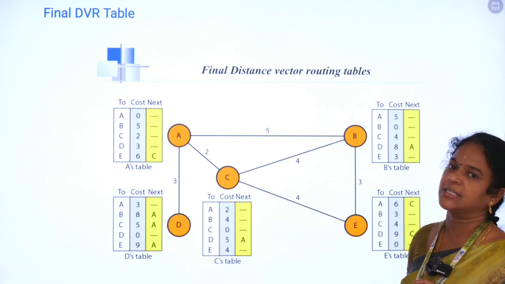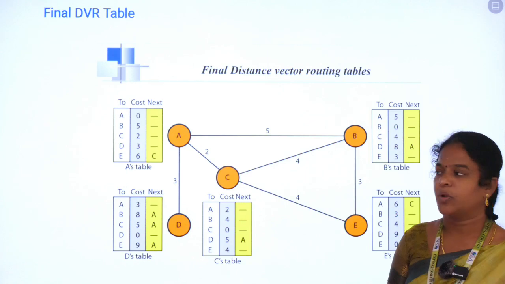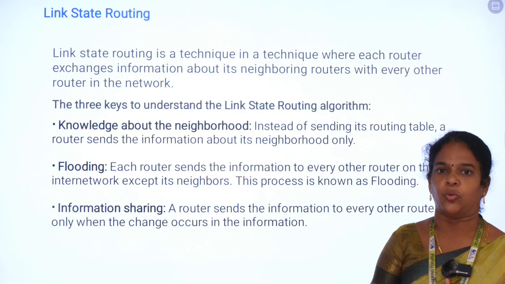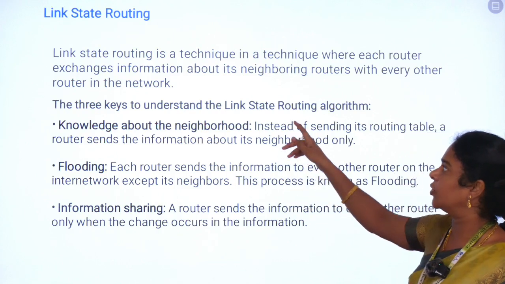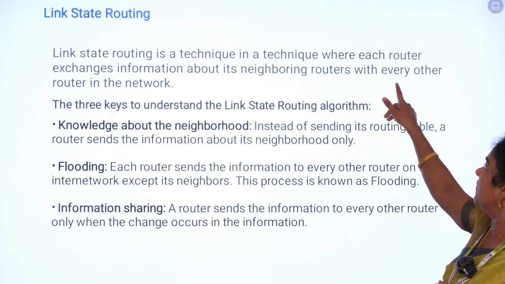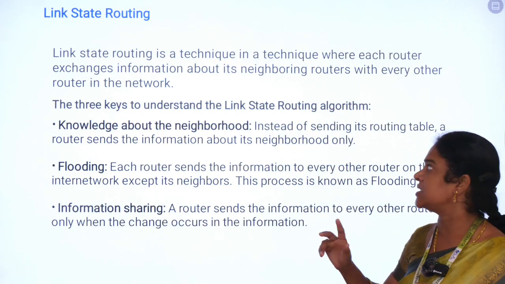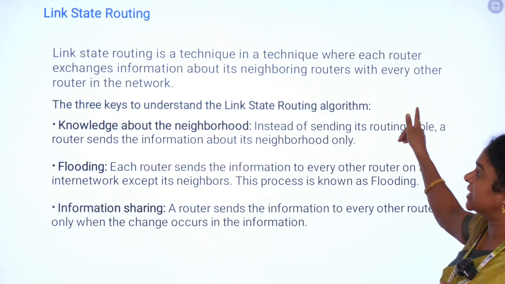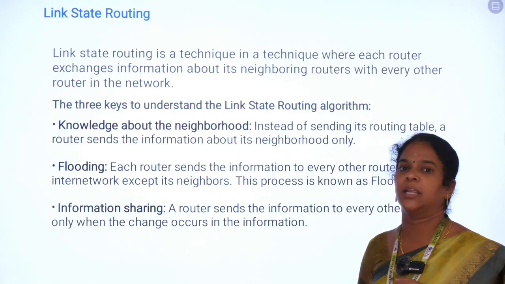Okay, so this is the distance vector routing table. This is the concept. The next concept is link state routing. What does link state routing mean? Link state routing is a technique in which each router exchanges the information about its neighboring routers with every other router in the network.